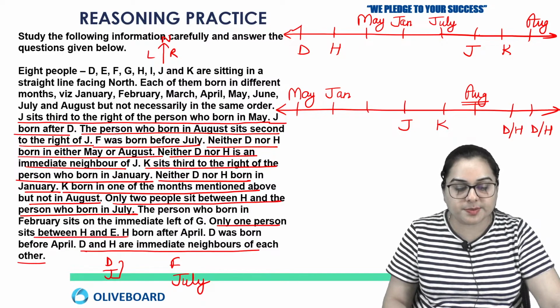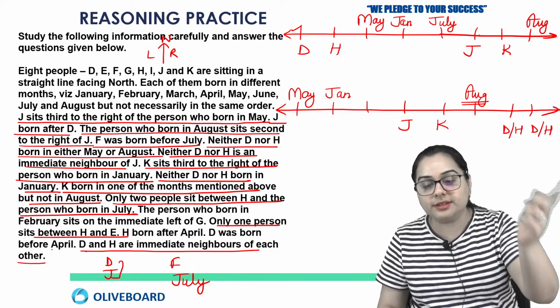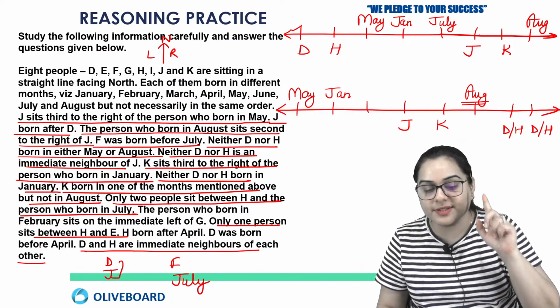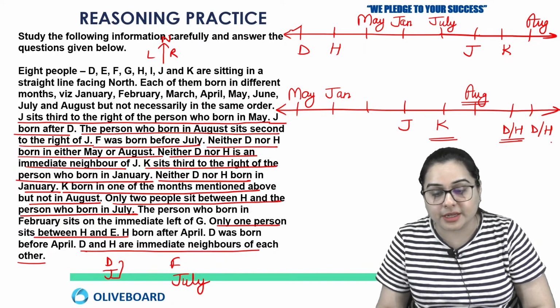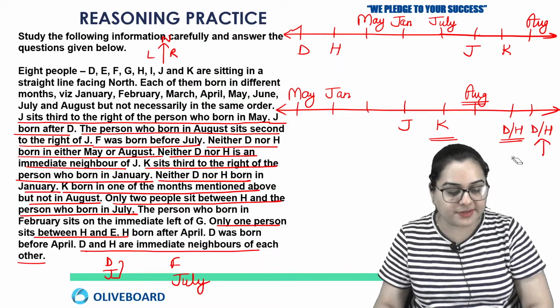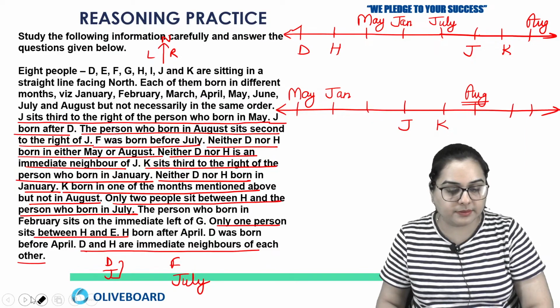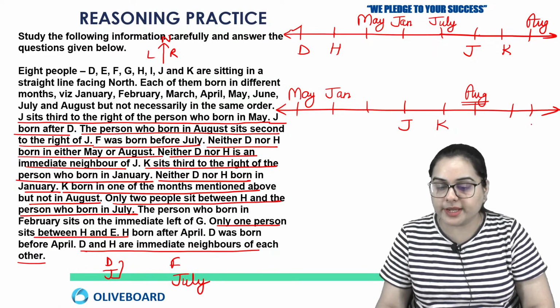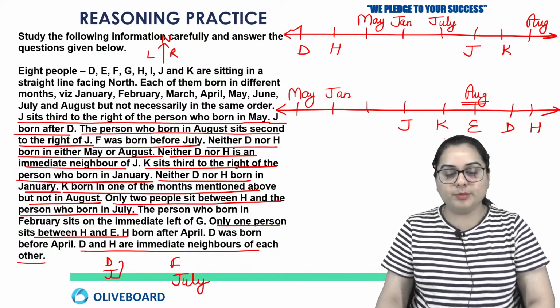Next, one more information we have about H and D. Only one person sits between H and D. Now this information actually clears the doubt in the second possibility, because if there is one person between H and D and I am taking H here, so here I cannot fill E. For that I'll have to take H on this position. So this clarifies where I am going to take H and D. So H will be written here and E will be written here and D will be written here.